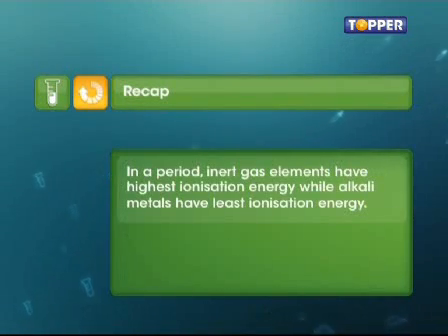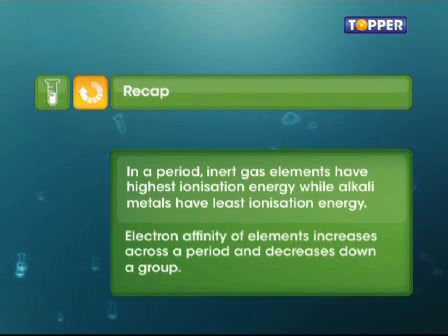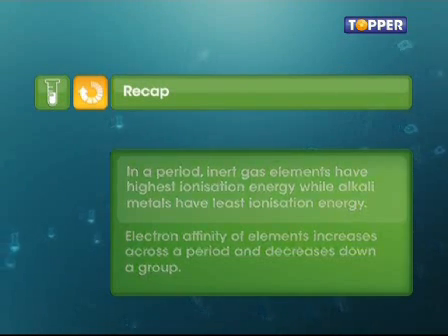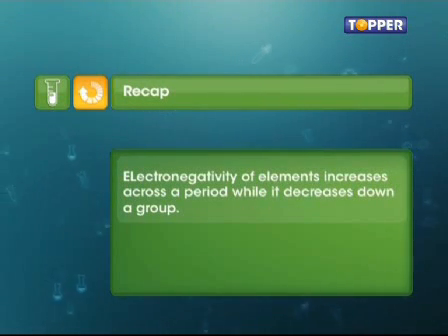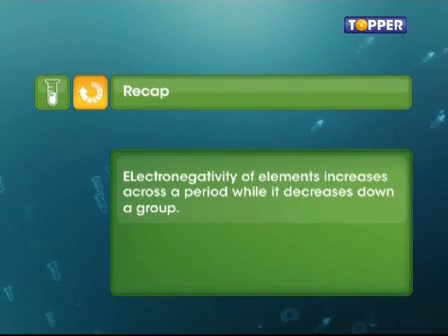In a period, inert gas elements have highest ionization energy, while alkali metals have least ionization energy. Electron affinity of elements increase across a period and decrease down a group. Electronegativity of elements increase across a period while it decreases down a group. Keep these concepts close at hand. You will need them in the next segment, Exam Decoded.